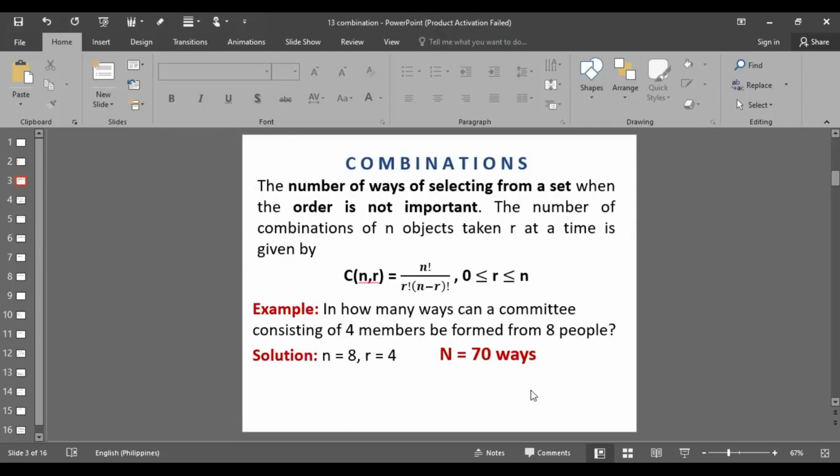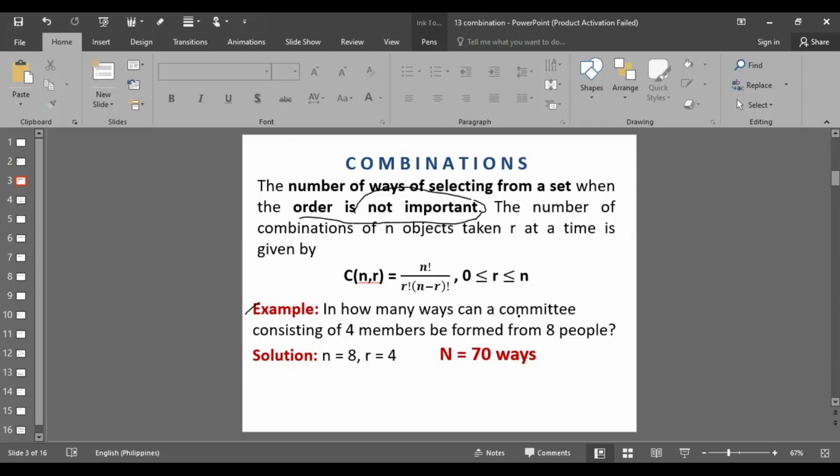So combination is the number of ways of selecting from a set when the order is not important. Okay, again, in permutations, order is important, while in combinations, order is not important. So example for permutations is winning in a beauty pageant. Diba, kino-consider mo kung sino yung first runner-up, second runner-up, third runner-up. And this one is an example for combinations.